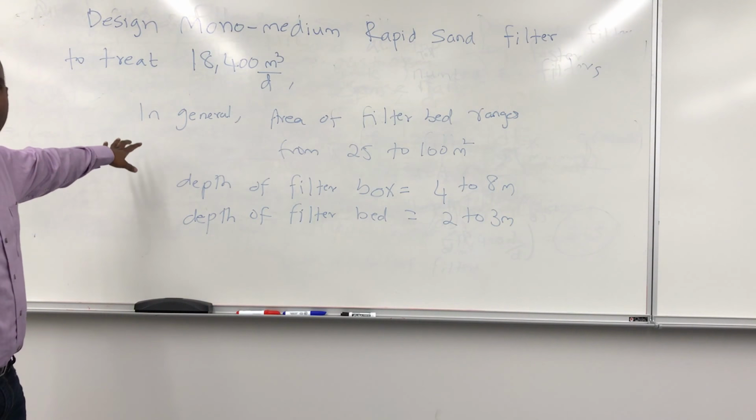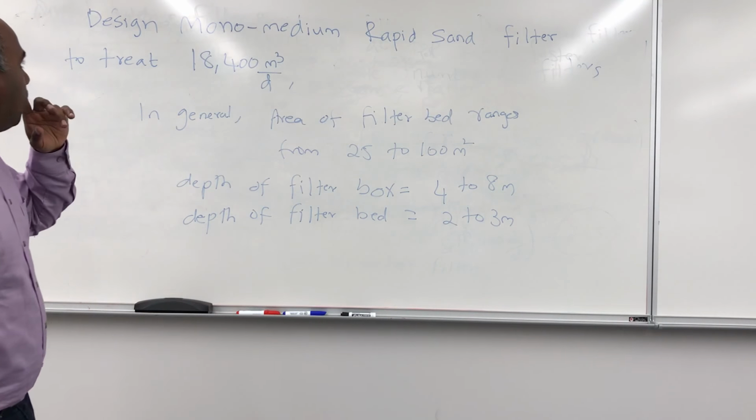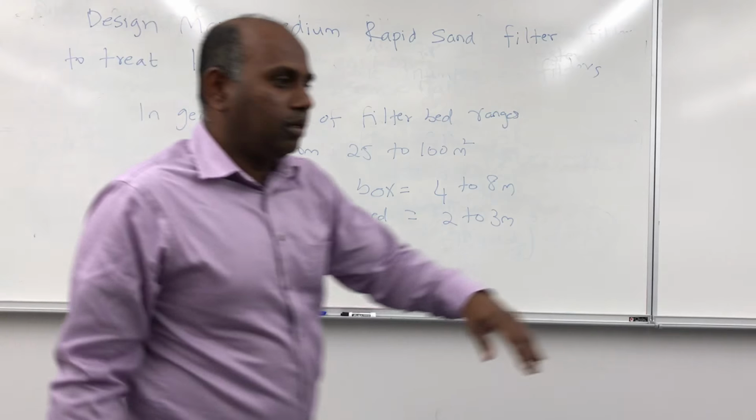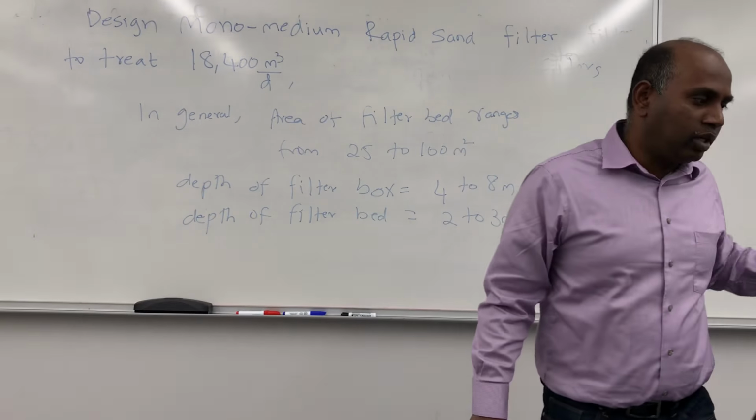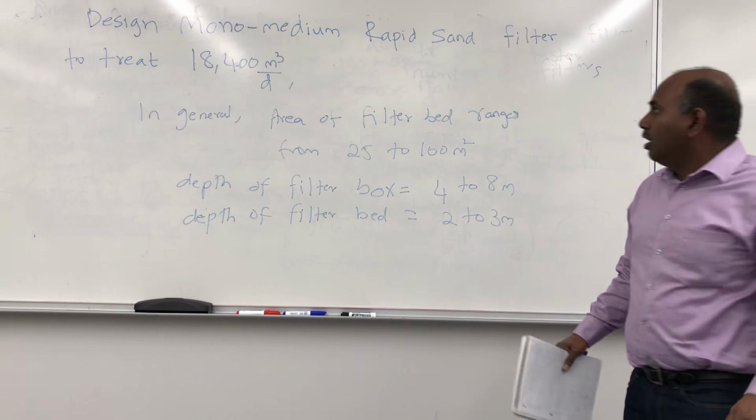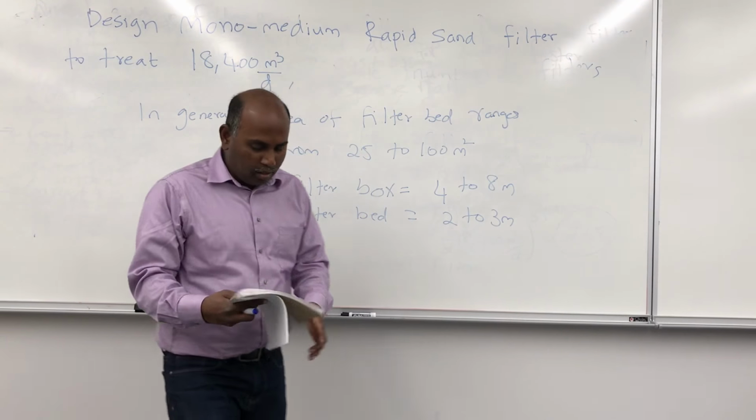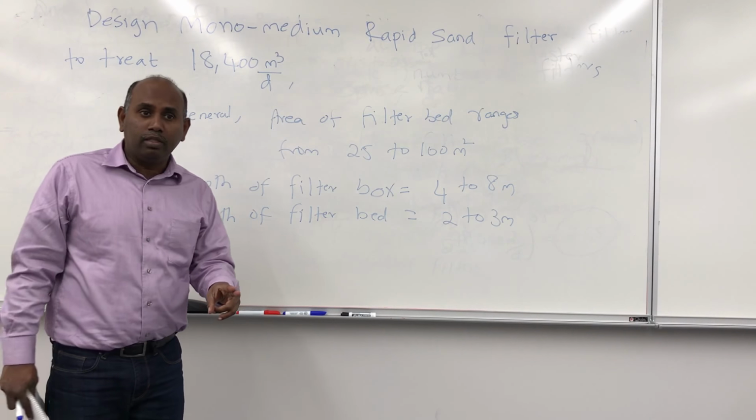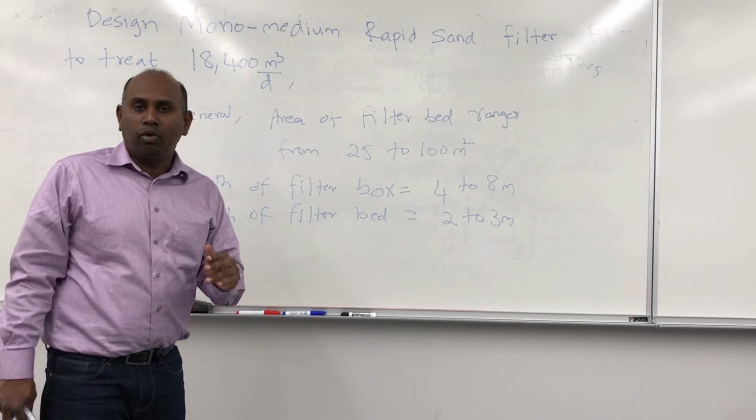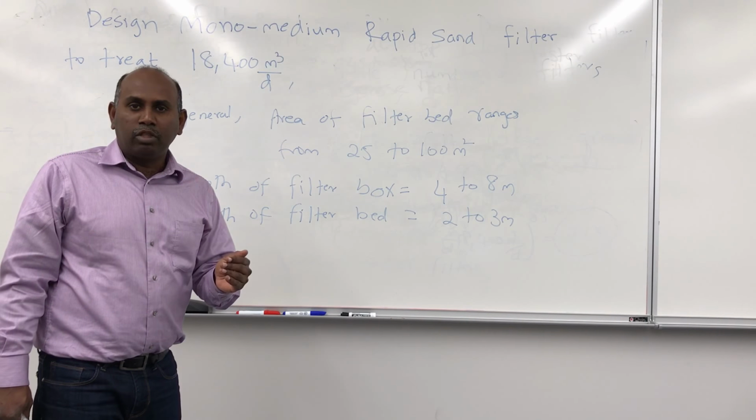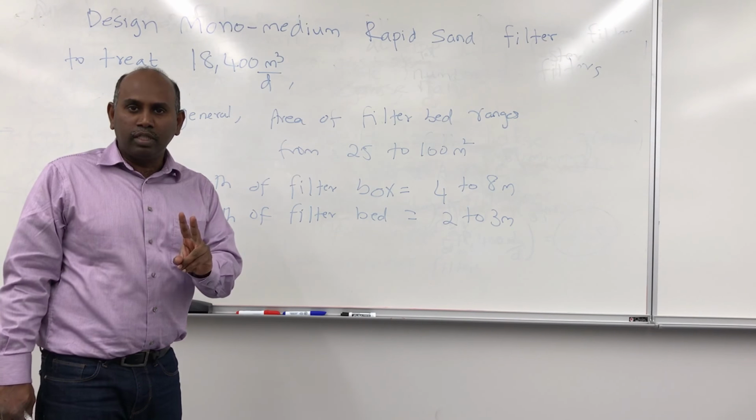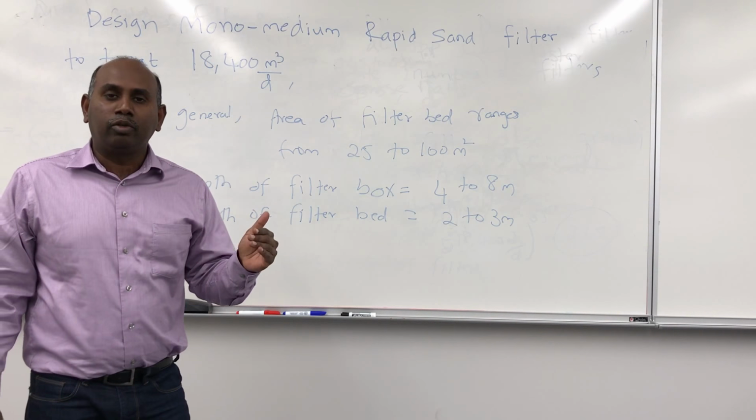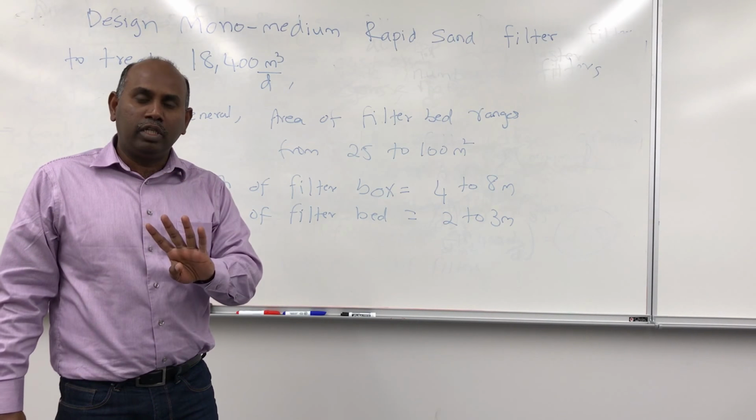We started with designing a rapid sand filter, monomedium, meaning one type of media, just the sand. And we calculated the number of filters needed by two methods. One is based on flow rate. If it's less than 8,000 meter cube per day, you need 2 filters. Greater than 8,000 meter cube per day, you need a minimum of 4 filters.